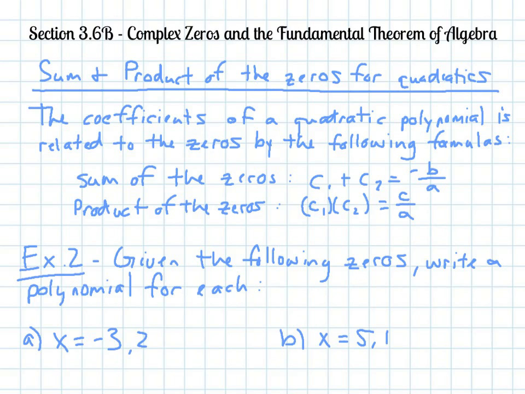Remember, what they're talking about is the ax squared plus bx plus c quadratic polynomial. The sum of the zeros, c sub 1 and c sub 2, when you add them together, gives you negative b over a. And the product of the zeros gets you c over a.